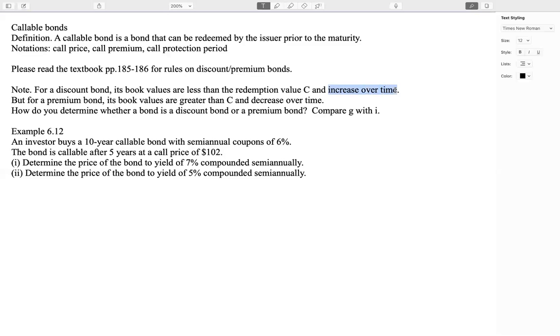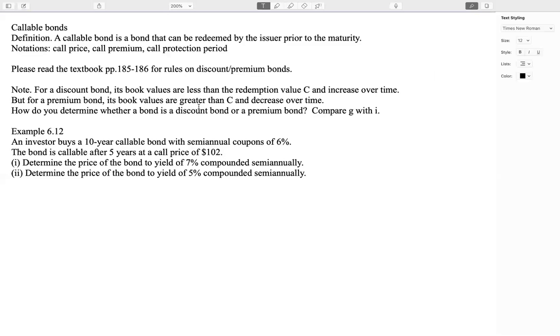And they increase over time. So BV0 will be smaller than BV1, and BV1 will be smaller than BV2, which we already saw in the last video. But for a premium bond, everything is on the opposite side. The book values will be greater than the redemption value, except the very last one when they are equal, and the values actually decrease over time. The first, BV0, is the highest value.